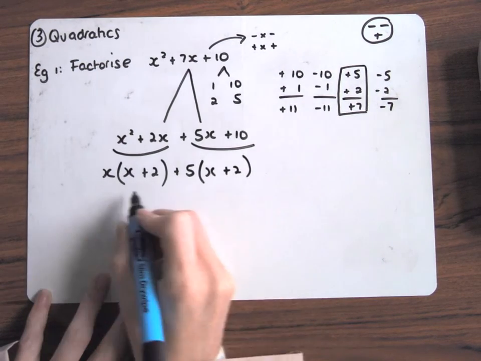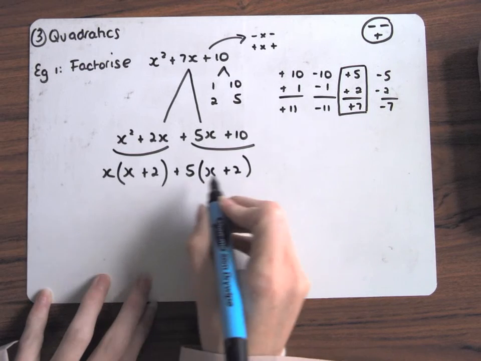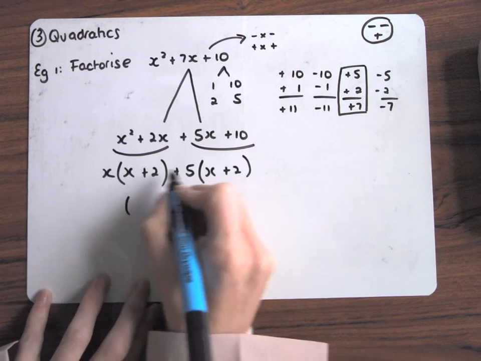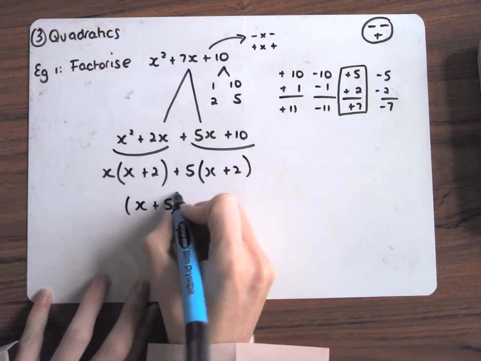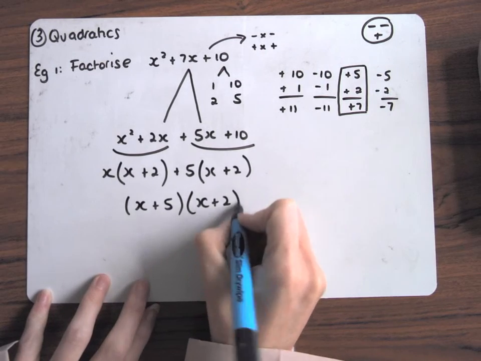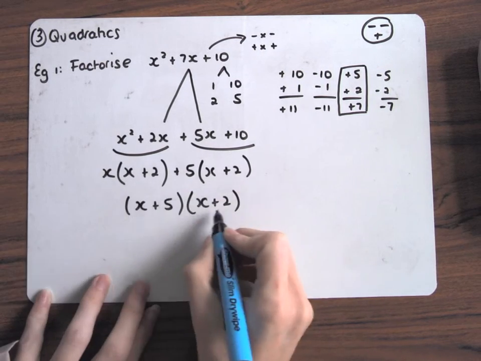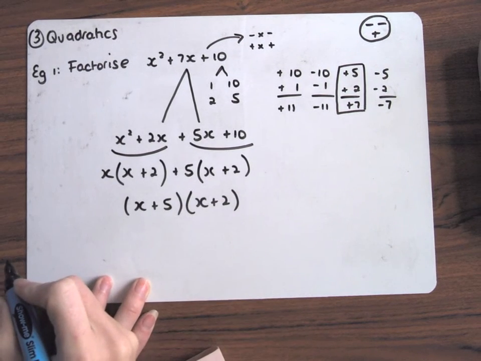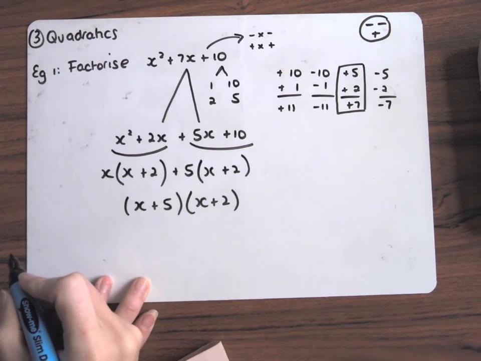Good. And now look to see the way those 2 brackets are the same. So then we just put the outside ones in a bracket and the inside ones. So x plus 5 and x plus 2. It's the exact same, yeah. Are we happy with that? Yeah? Great.